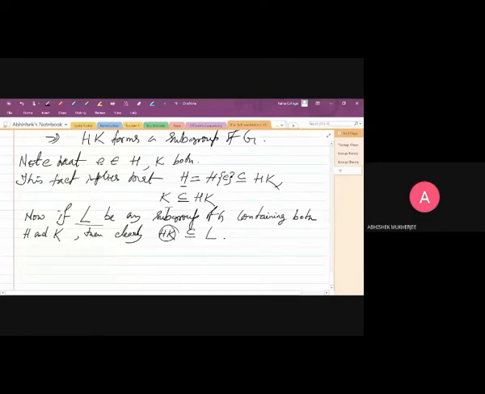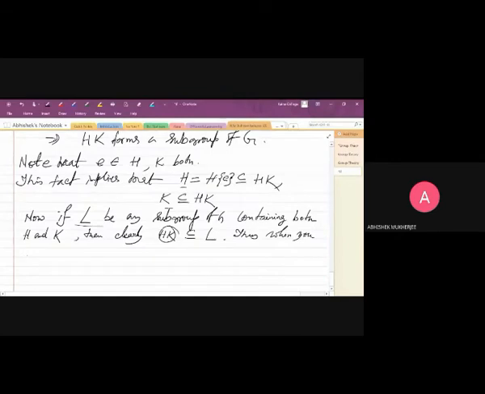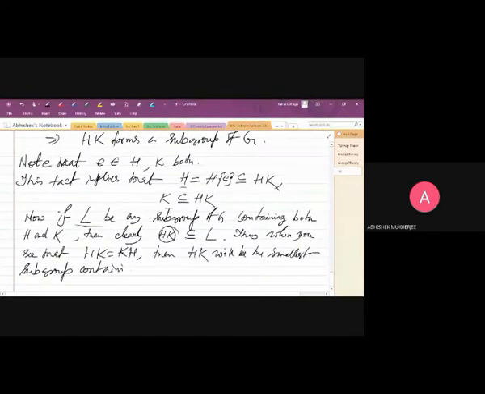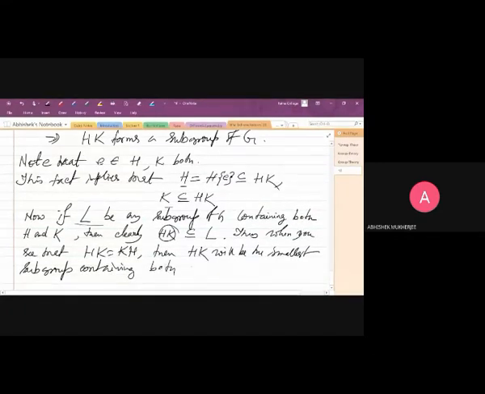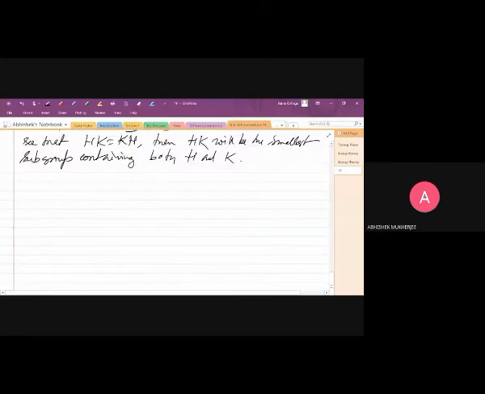So thus, when you see that HK coincides with KH, then HK will be the smallest subgroup containing both H and K. So in this case, you have described the elements of the smallest subgroup containing H and K, which is of the form small hk, or small h taken from capital H, and small k taken from capital K.